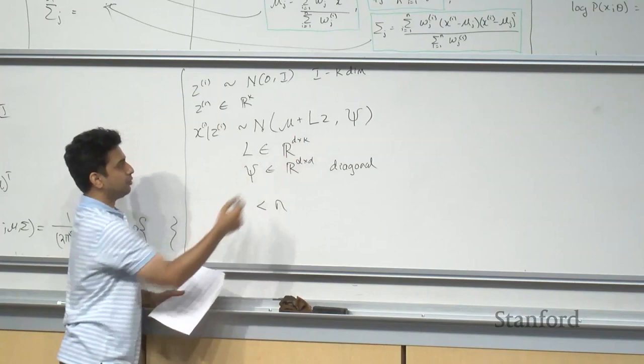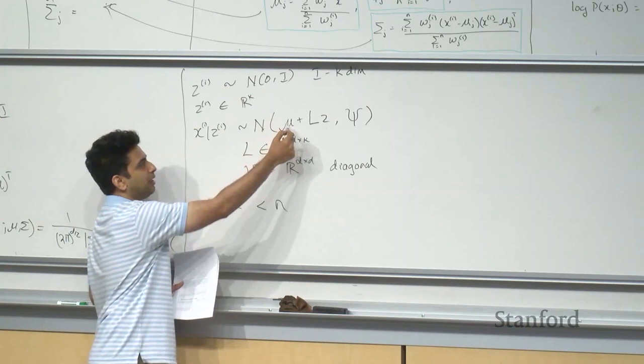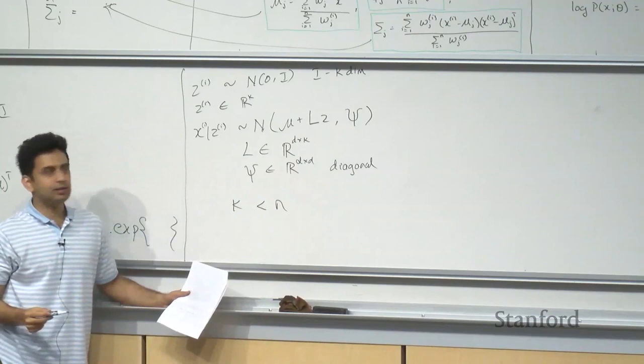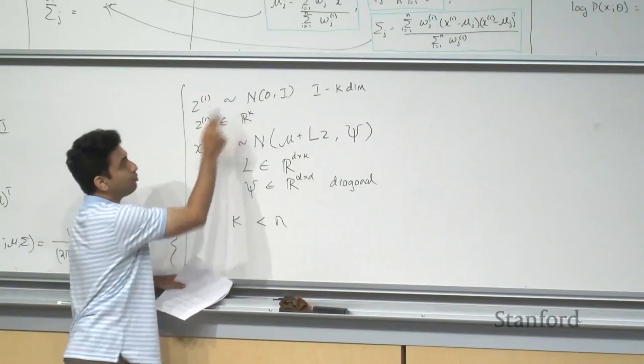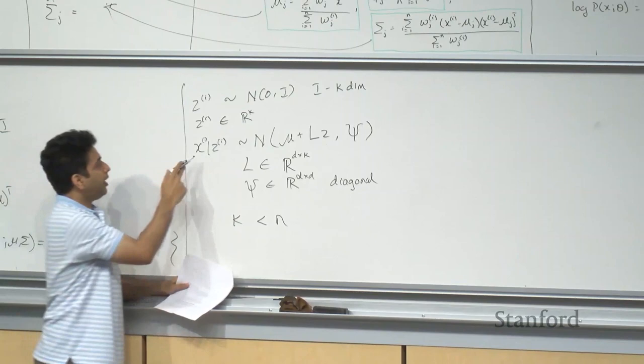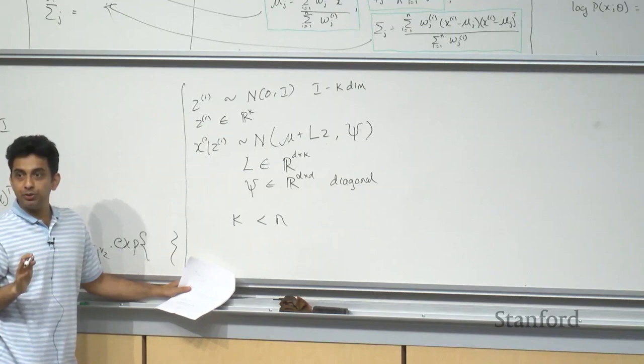And it gets shifted by some offset mu, and there is some random diagonal noise that gets added, right? So previously in Gaussian mixture models, to compare it to Gaussian mixture models, z's were multinomial, but now z is continuous here, right? X given z in the Gaussian mixture model was normally distributed.